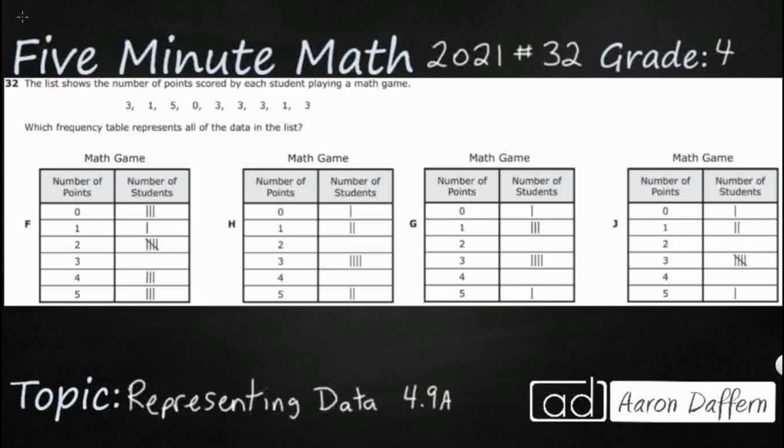Today we are looking at the 4th grade concept of representing data. This is standard 4.9a in the great state of Texas, and we are using item number 32 off the 2021 released STAAR test. If you have not done so already, please go ahead and take a moment to pause the video, work this problem out on your own, unpause it, and we will look at our answers together.